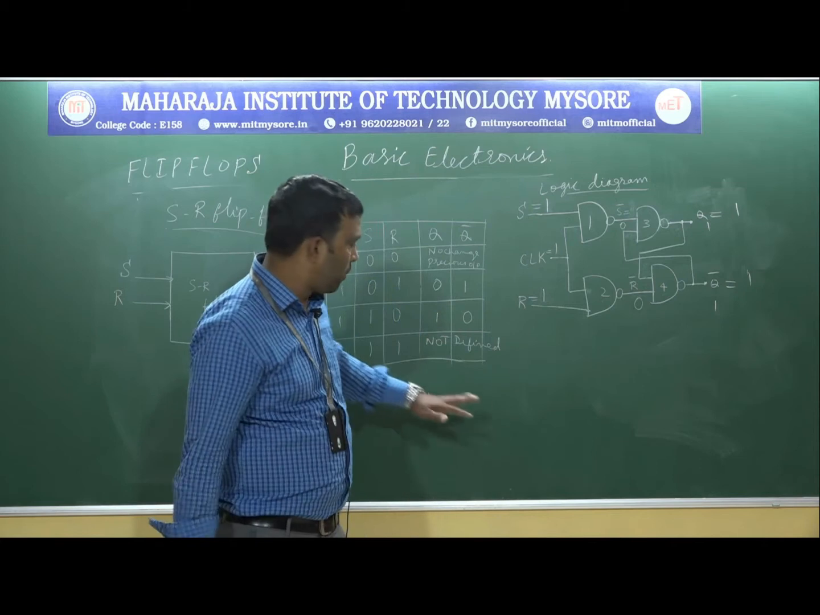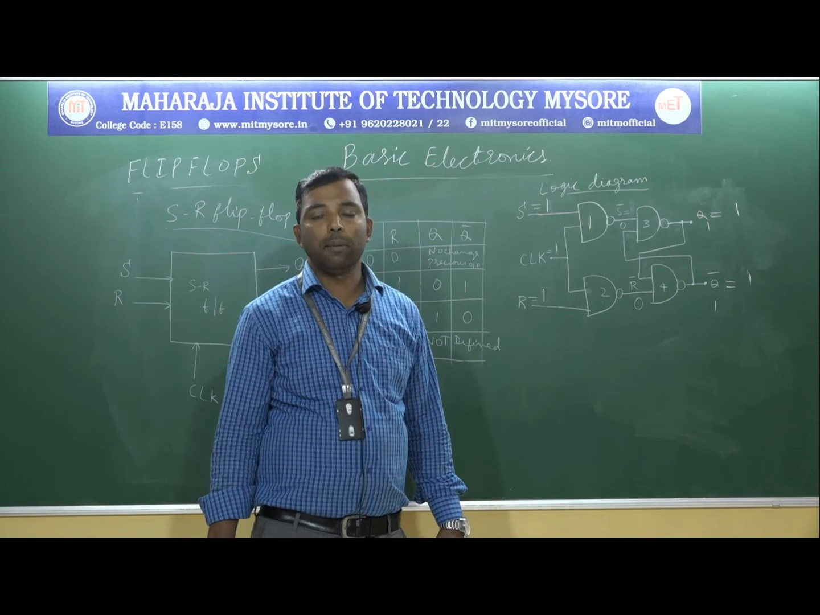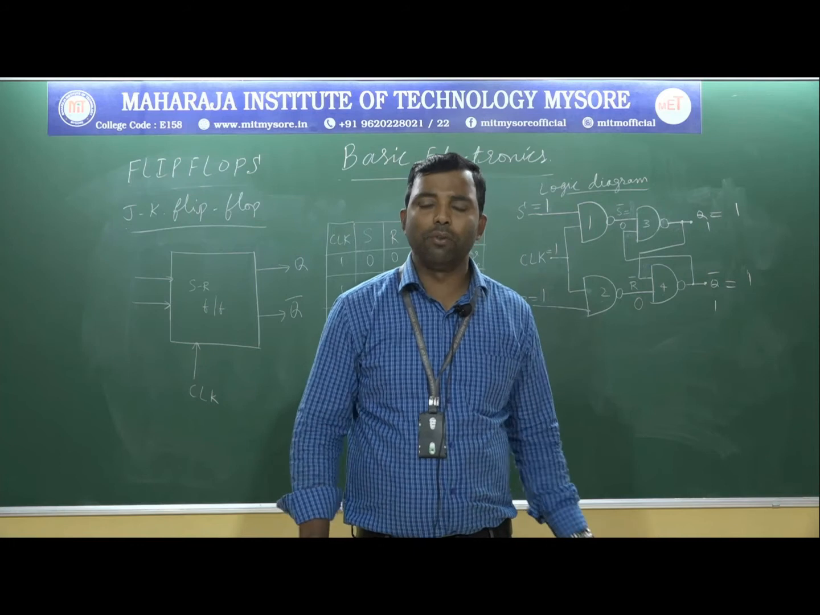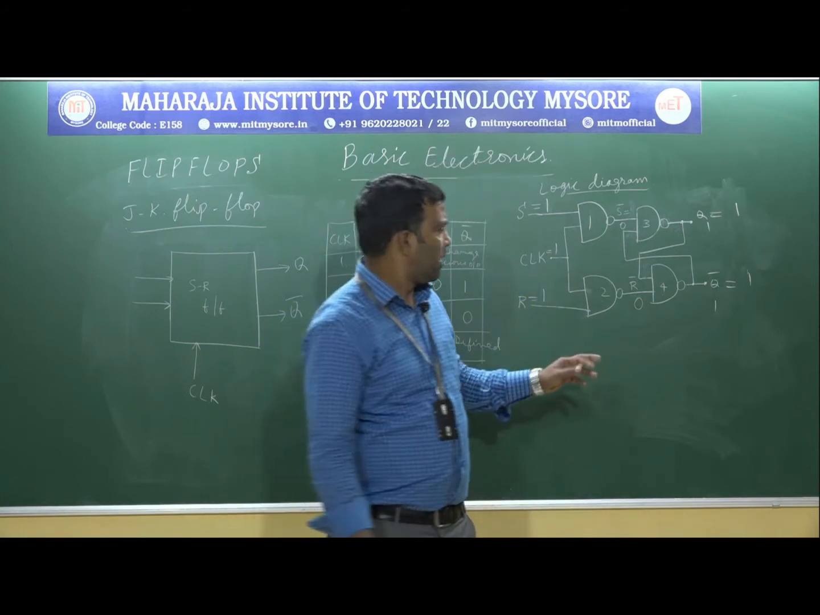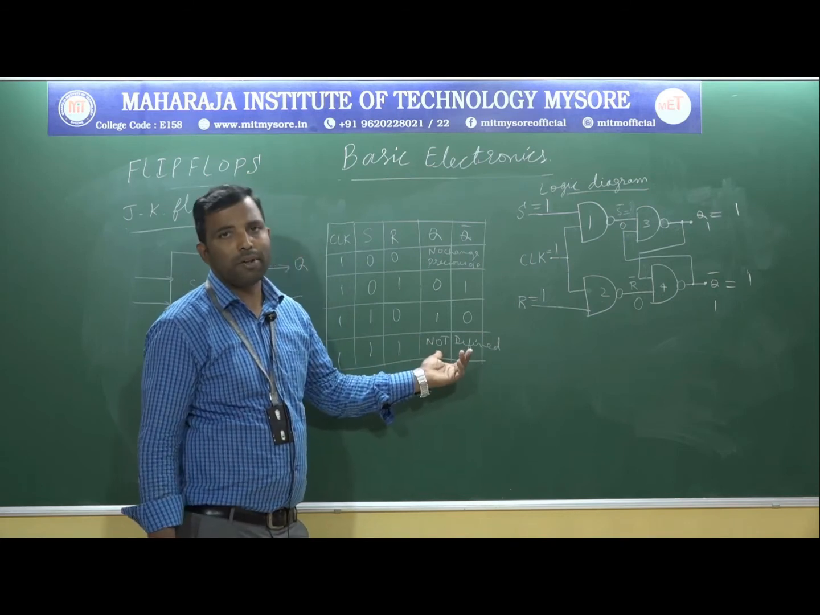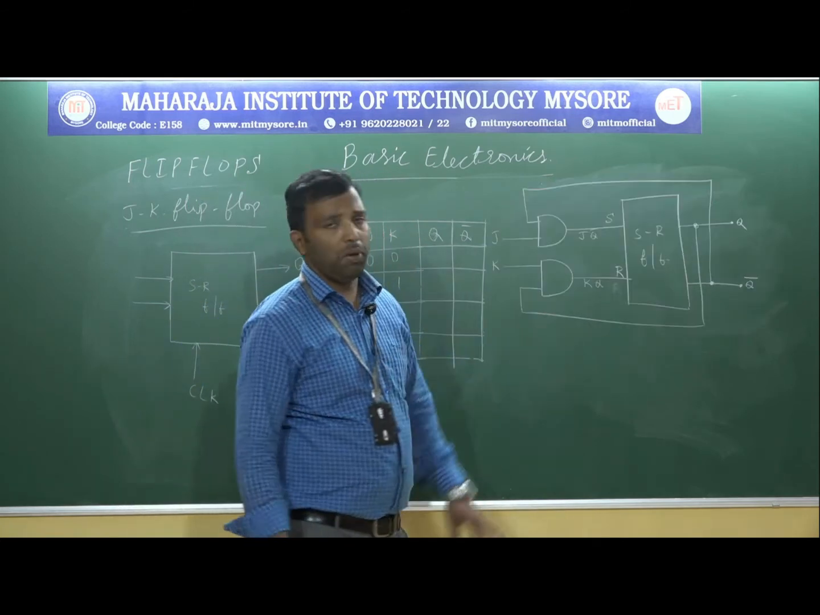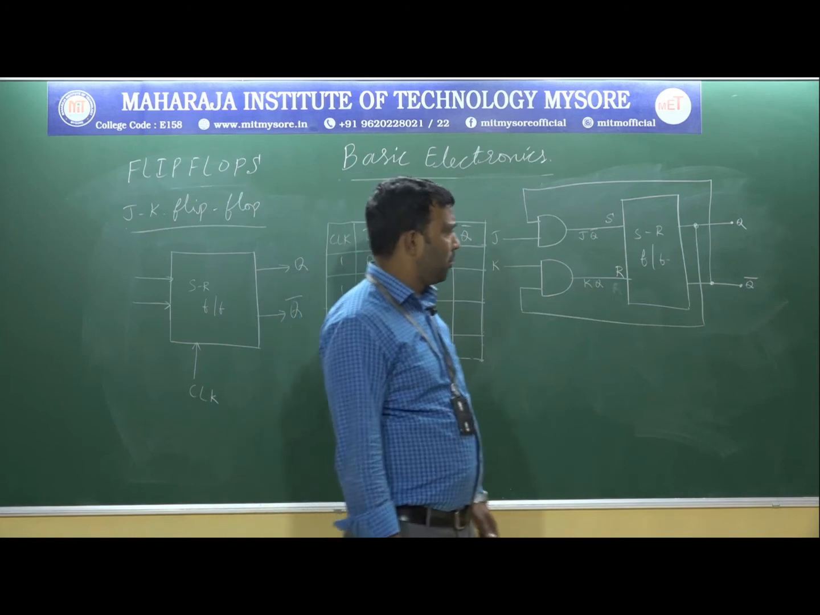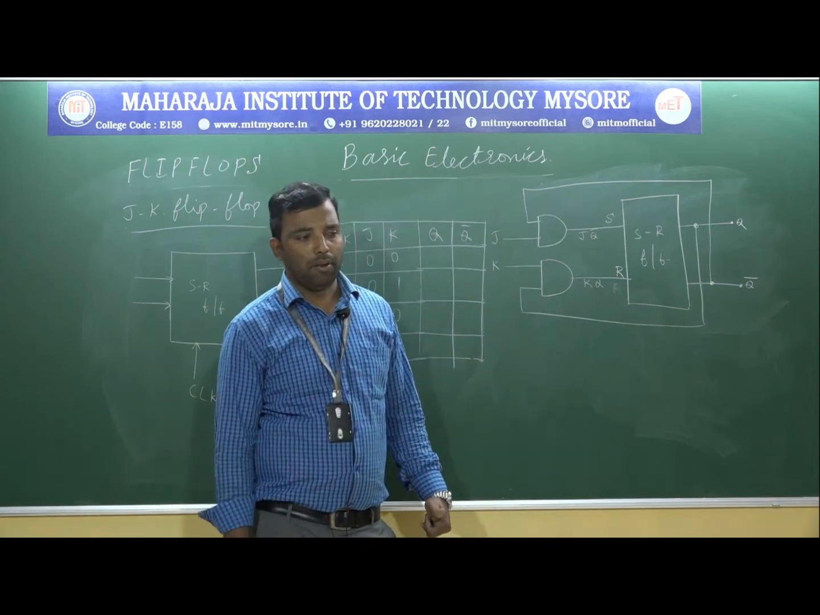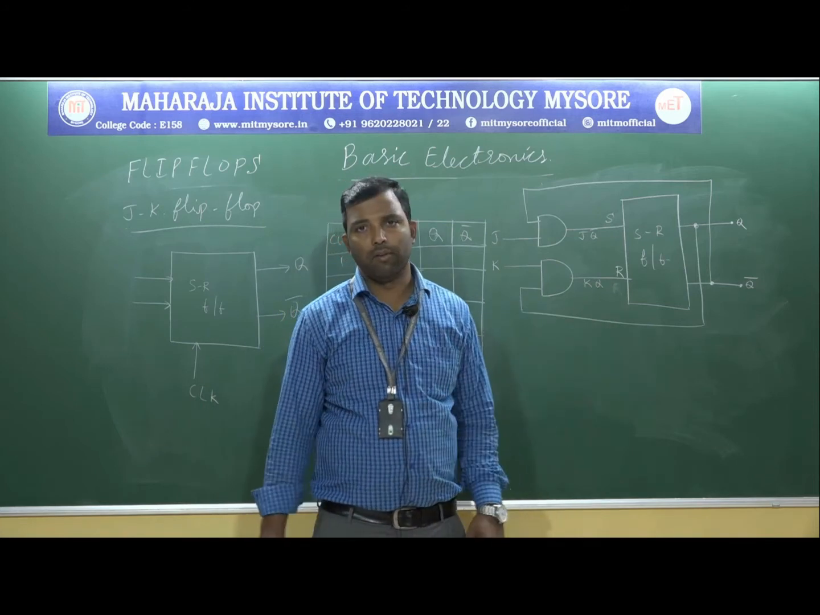To overcome this problem, we go for another type of flip-flop, that is the JK flip-flop. It's the combination of SR with some circuitry, so that we overcome the last condition, where Q and Q bar are both 1 1. This is the not defined state we have to eliminate. That's why we go for the JK flip-flop. JK flip-flop is the extension version of the SR flip-flop. To overcome the last indeterminate or not defined state, we consider the JK flip-flop.